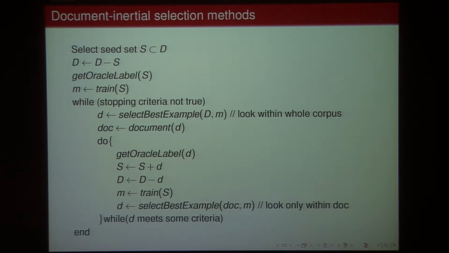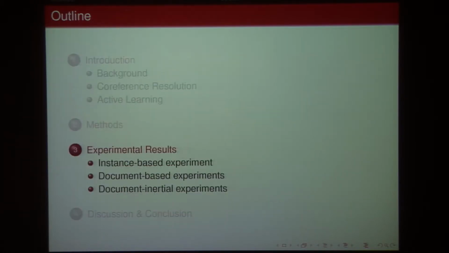You select the best example from the corpus, your data set D, and then you get the document that that data instance belongs to. Then you get the label, retrain, and then you select the best example, where here, select best example is scoped only over that document, right? And then if that instance we selected meets some criteria, then we keep going inside this document. Otherwise, we go to the outer loop and select the best example from the corpus and move to another document. So hope that was clear.